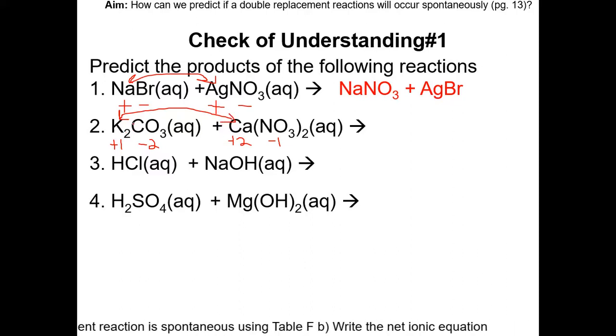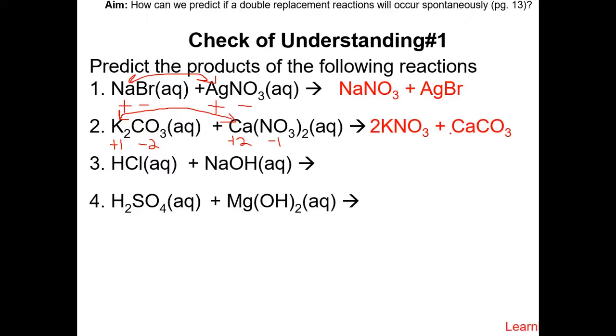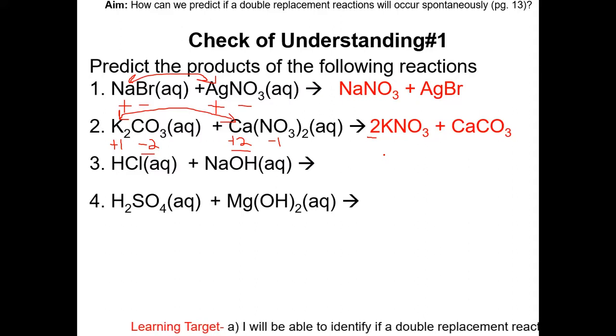So potassium is going to bond with nitrate, and calcium is going to bond with carbonate because opposites attract, and you form potassium nitrate and calcium carbonate. To get the formula, you have to crisscross the charges of the ions, and then you have to balance the chemical equation afterwards. That's why I put a 2 in front of the potassium nitrate. Now I want you to try 3 and 4 on your own. Pause the video and resume once completed.